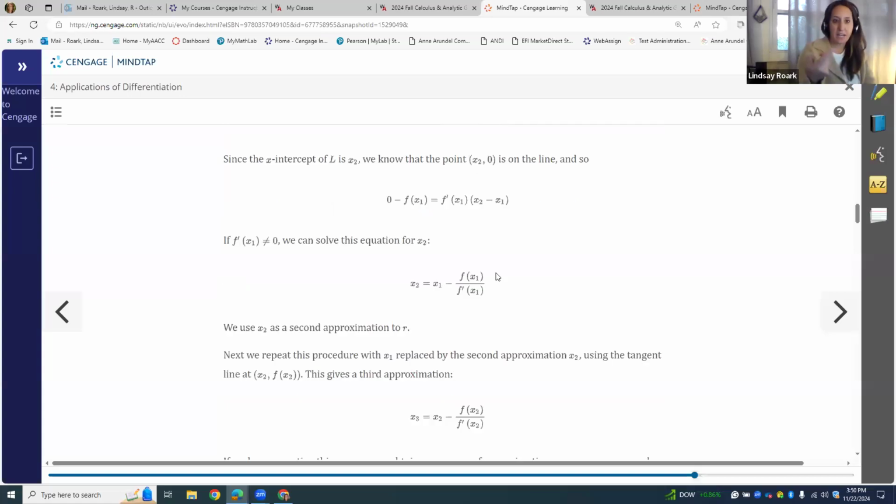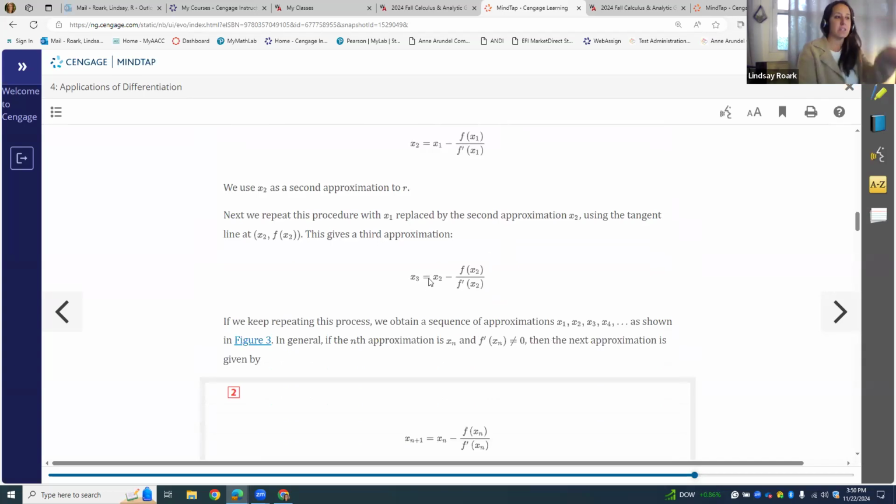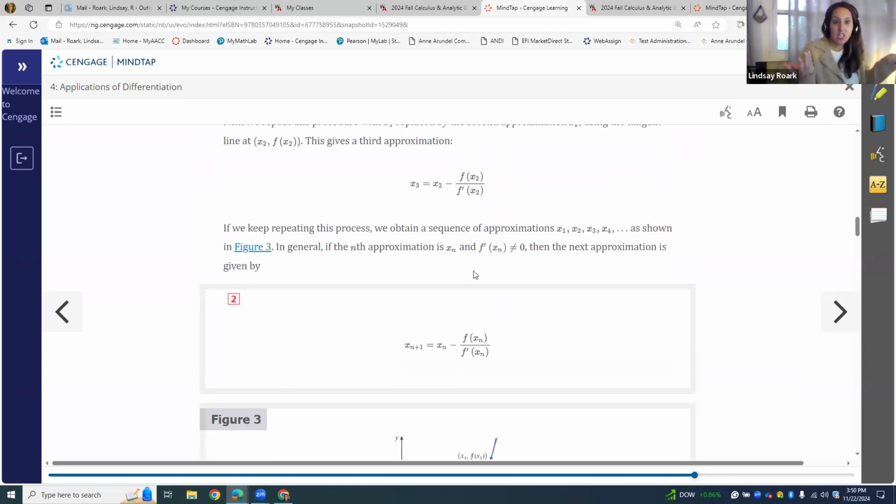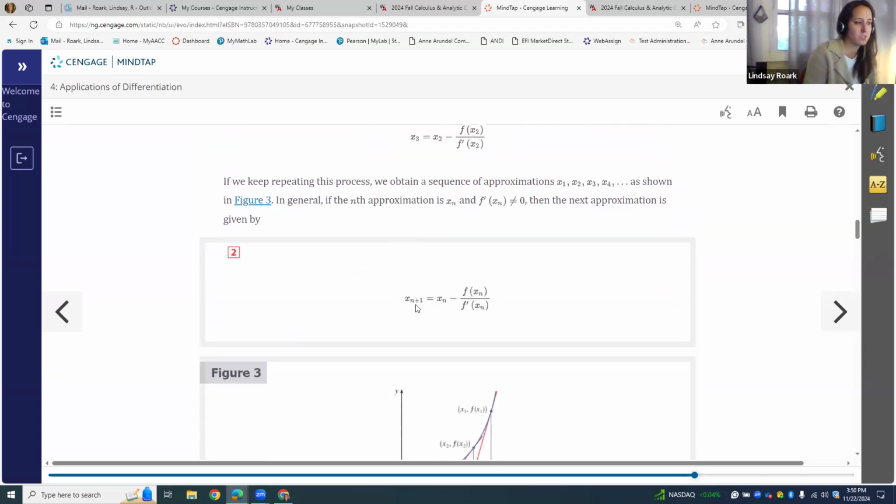Once you get x2, you can then plug that back in and find x3. So you could say x2 minus f of x2 divided by the derivative at f of x2. And then you could do that forever, right? So this formula here is technically the formula for Newton's method, and it's saying however you want to find the next one, x of n plus 1, wherever you're at, you find the next one by taking the current one, x of n, minus f of x of n divided by the derivative of f at x of n.